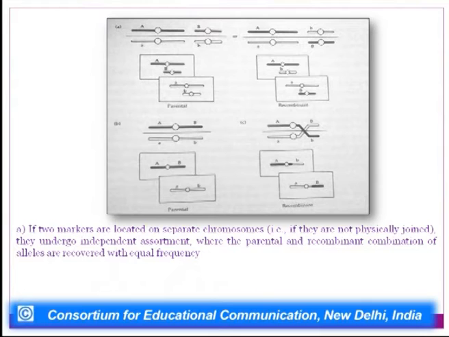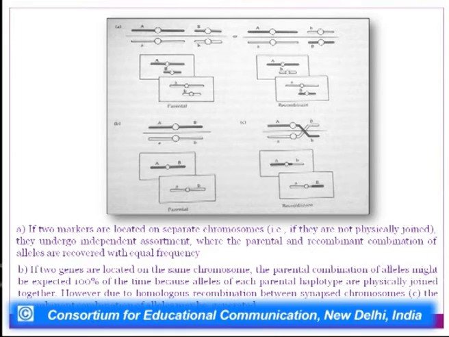But if two genes are linked together, that is, they are located on the same chromosome, the parental combination of alleles might be expected 100%, depicting complete linkage, because alleles of each parental haplotype are physically joined together. However, due to homologous recombination between the synapsed chromosomes, the recombinant combination of alleles may be generated. If they are completely linked, there will be 100% occurrence of the parental combination, 50-50% of each of the parents. But as shown in the C panel, there is a crossing over that occurs between these two particular alleles, and the recombinants are generated containing capital A small b and small a capital B.